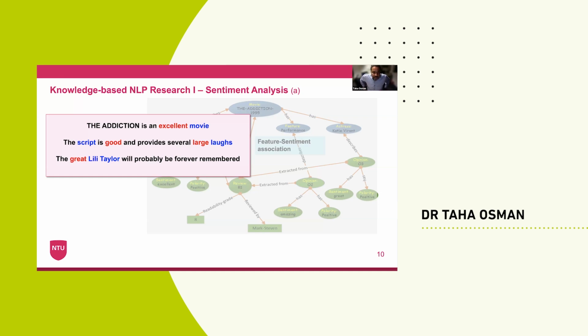So, for example, here you can see that there is a sentiment which is called excellent. Excellent describes movie, so we can take that into consideration because movie belongs to the domain that we are trying to analyze. Likewise, good is used to describe script. Script again is something that we can take into account because it's relevant to the movie domain.